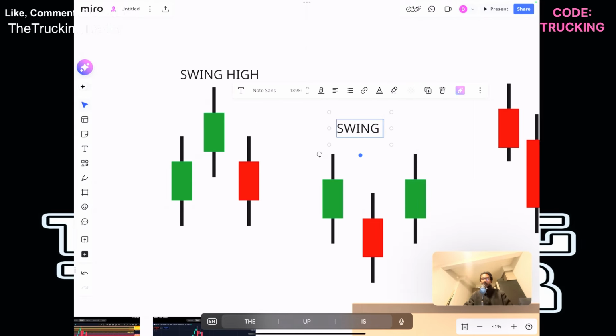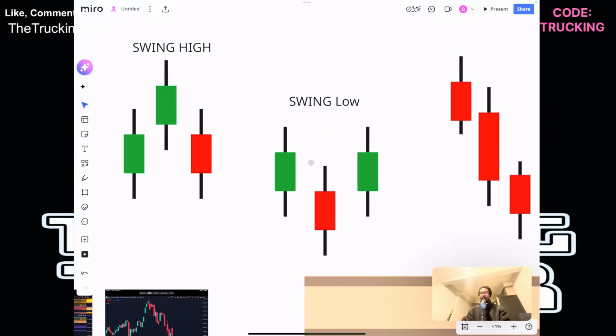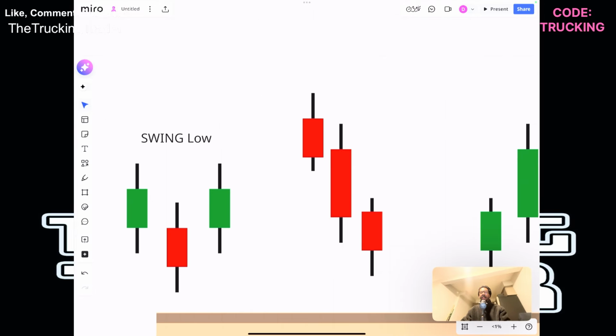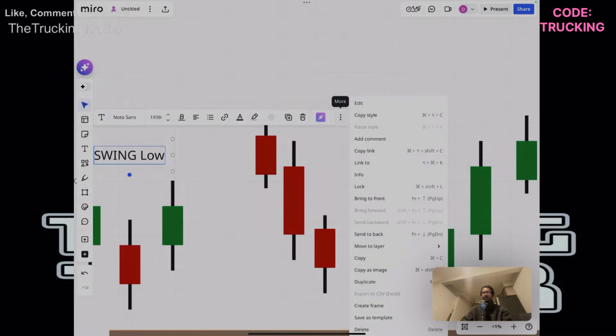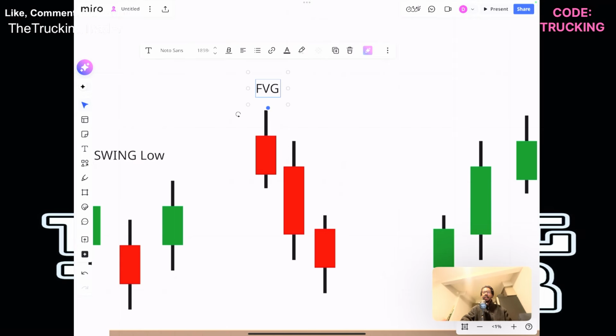And obviously our swing low is going to be the opposite. It's still a 3-candle pattern, but our middle candle is going to be lower than the candle to the left of it and also the candle to the right of it. These are 2 patterns that you need to know because these are terms that I may use in the video. Then over here we have a fair value gap.